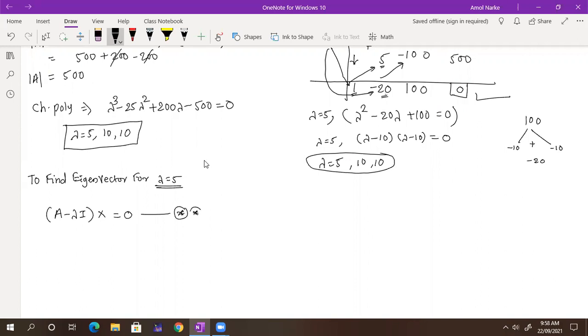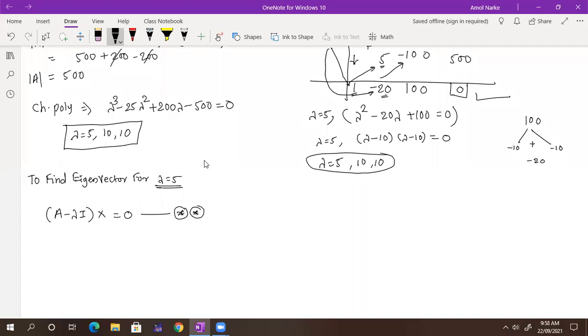For finding the eigenvector, this equation will work. Here A is nothing but your matrix, lambda is nothing but this 5, I is nothing but your identity matrix, and X is nothing but your eigenvector, and that 0 is nothing but the zero matrix, the null matrix.